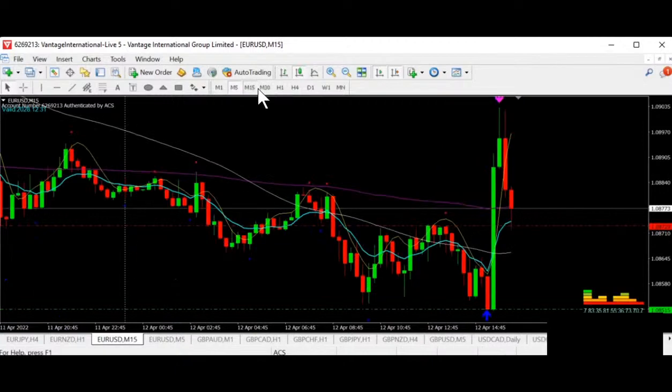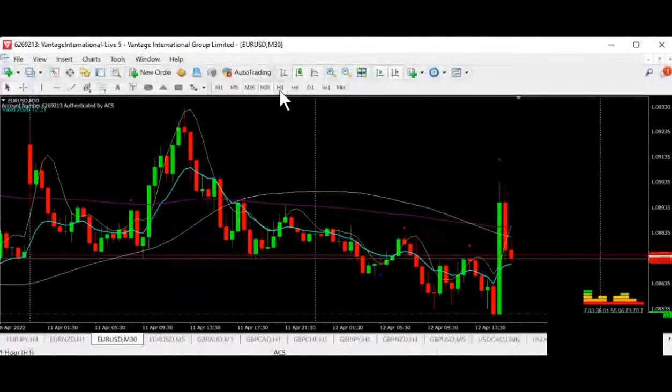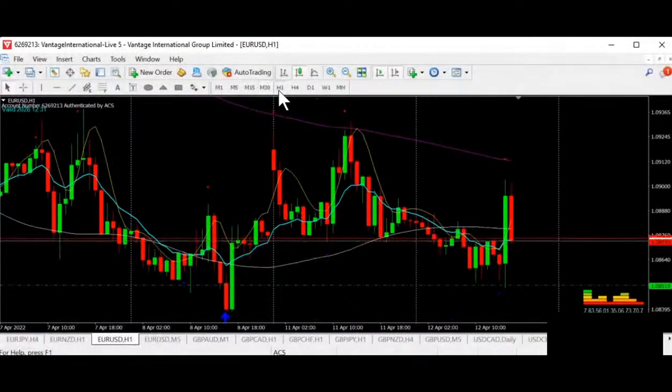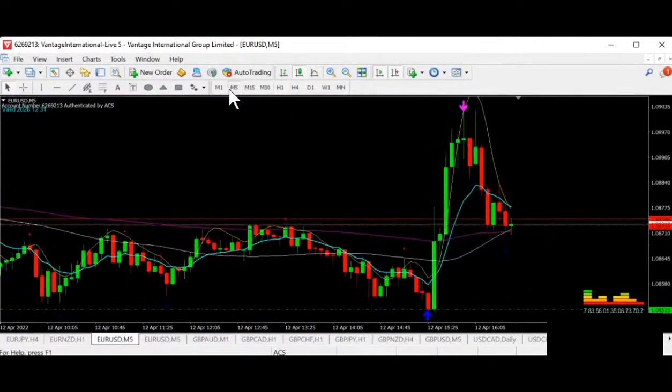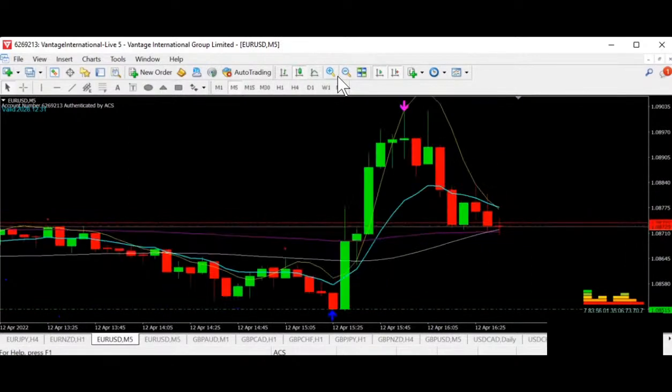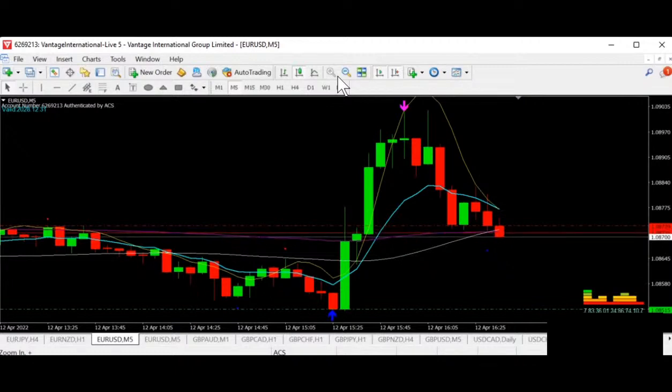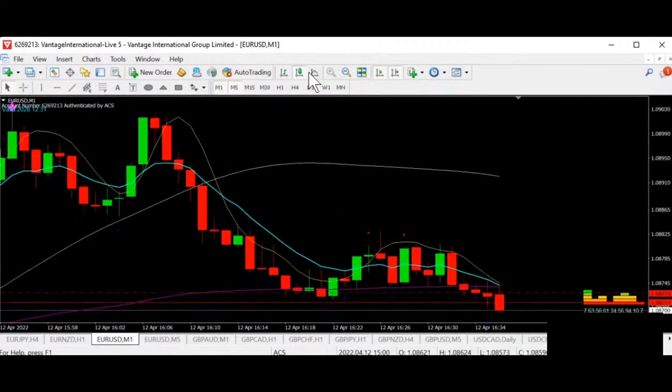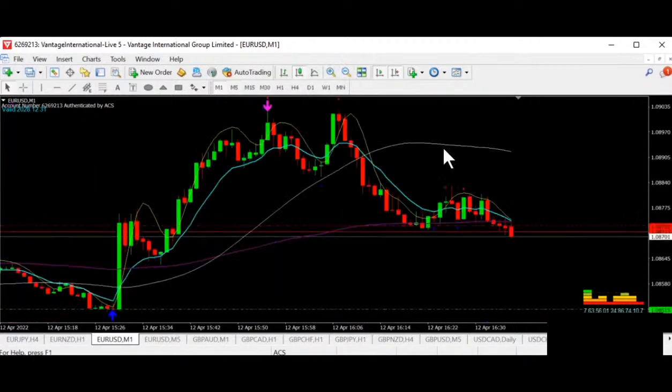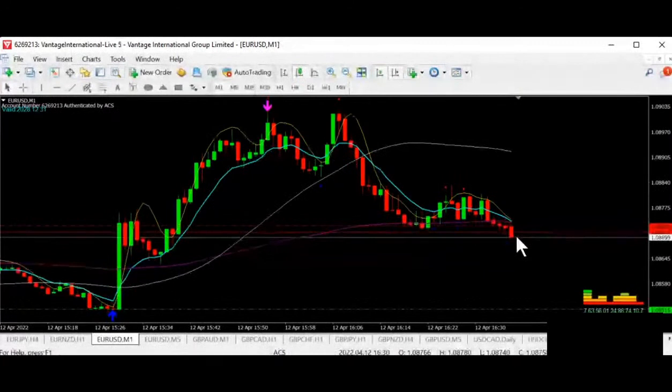So checking through H1, H1 is still doing good. So it's all depending on M5 now. Let's look at M5 and see. Is this good? This is actually quite good. And M1 is also good. The signal is coming. It's already coming.